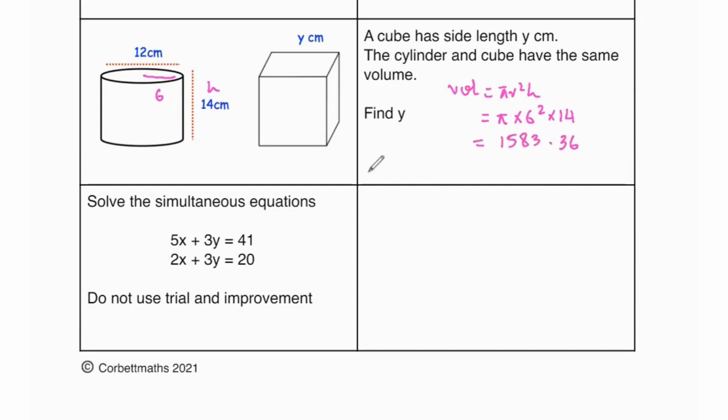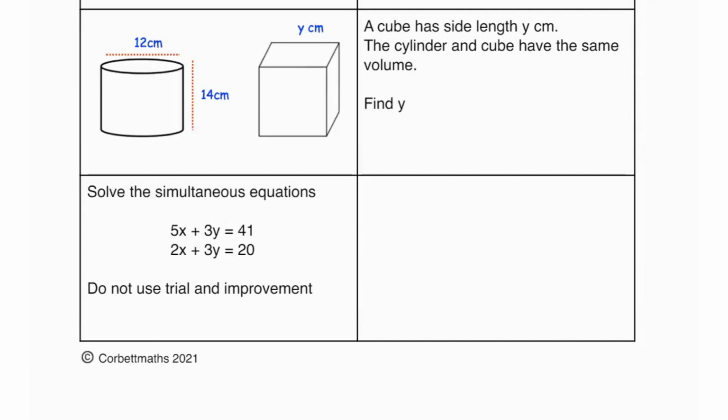That's 1583.36. So this will be put equal to the volume of the cube. That's going to be y cube, because in a cube all lengths are equal, and the volume of a cube has a formula of length times width times height. To find the value of y, we're going to cube root both sides, and y is going to be 11.7 centimeters. That is your value of y.